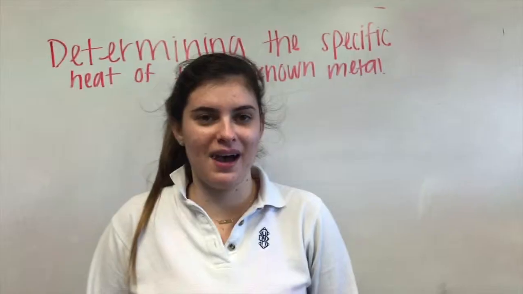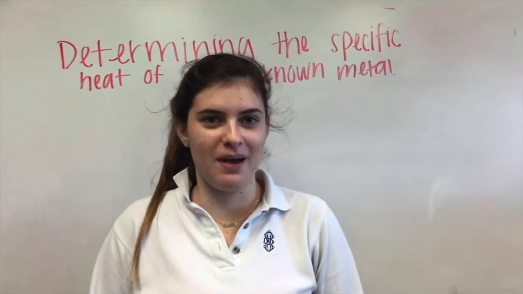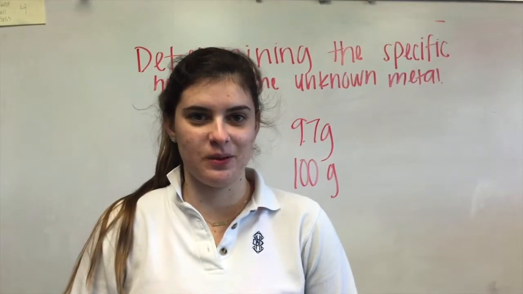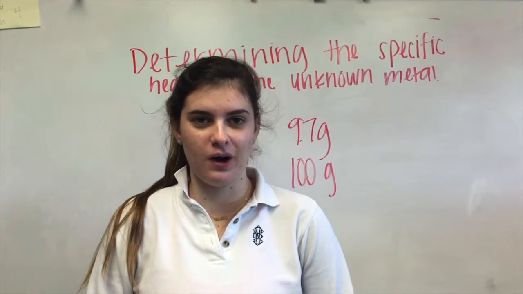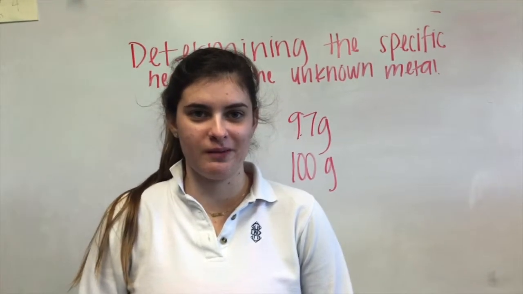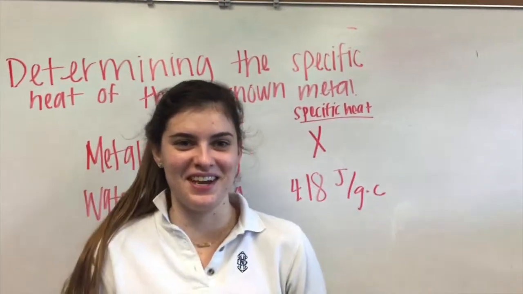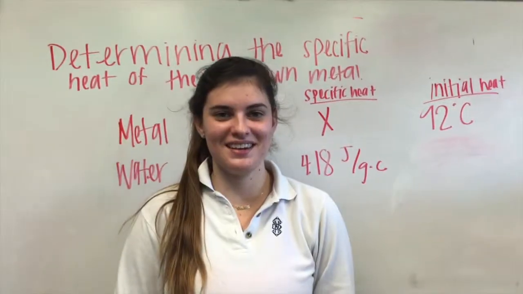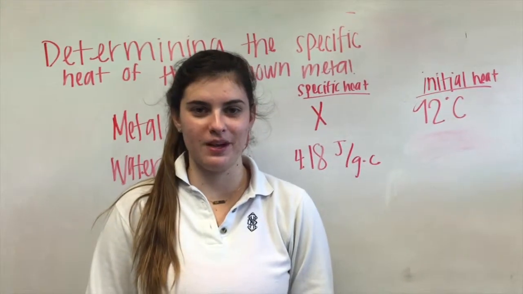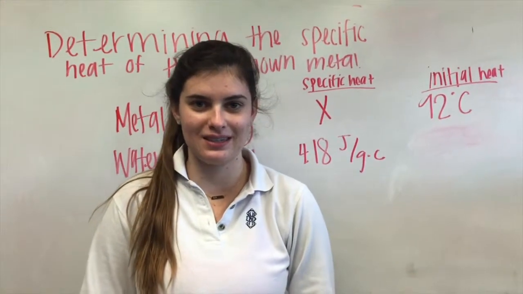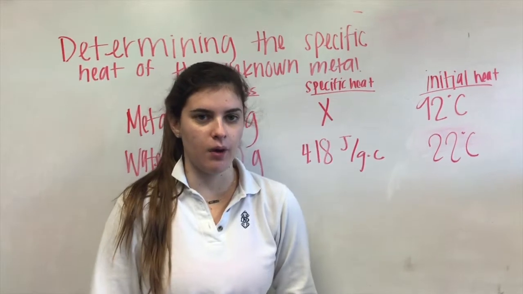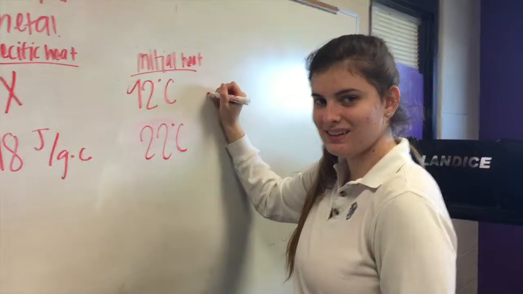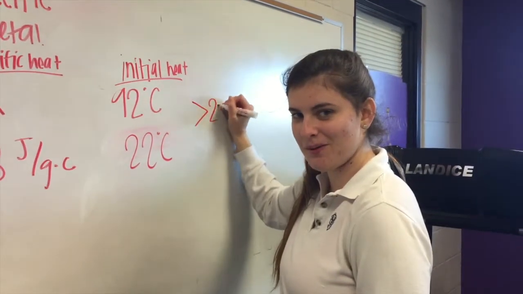The mass of the metal was 9.7 grams and the mass of the water was 100 grams. The specific heat of the metal is what we're trying to find, and the specific heat of water is 4.18 joules per gram degrees Celsius. The initial temperature of the metal when heated was 92 degrees Celsius. The initial temperature of water at room temperature is 22 degrees Celsius. The final temperature of the water when the metal was placed into it is 25 degrees Celsius. This will be the T final for both equations.